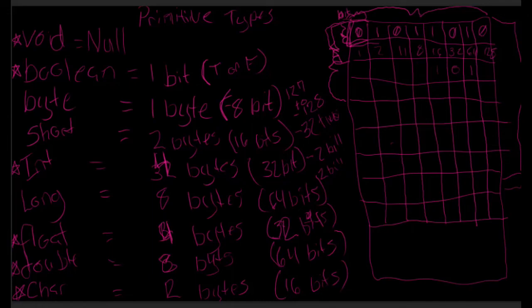Okay, so having said that, now let's talk about the non-primitive types. So these are more complex. Now for the non-primitive types, they kind of use the primitive types, but are more complex. So let's say non-primitive types. And we're only going to go over two of them.